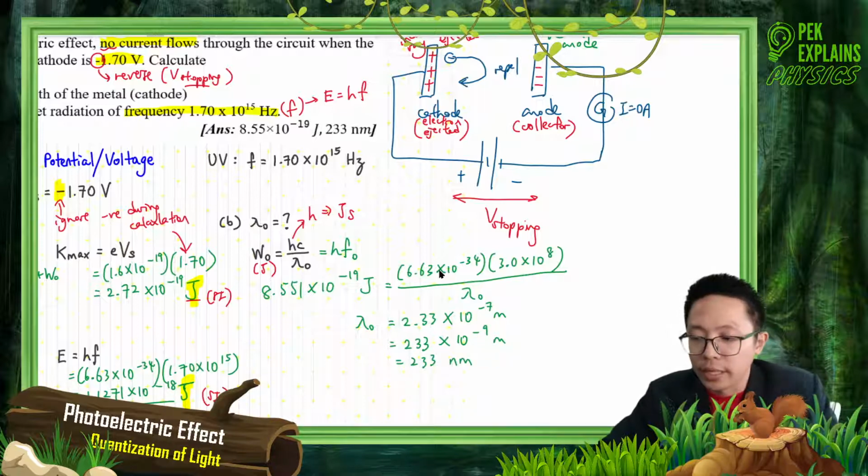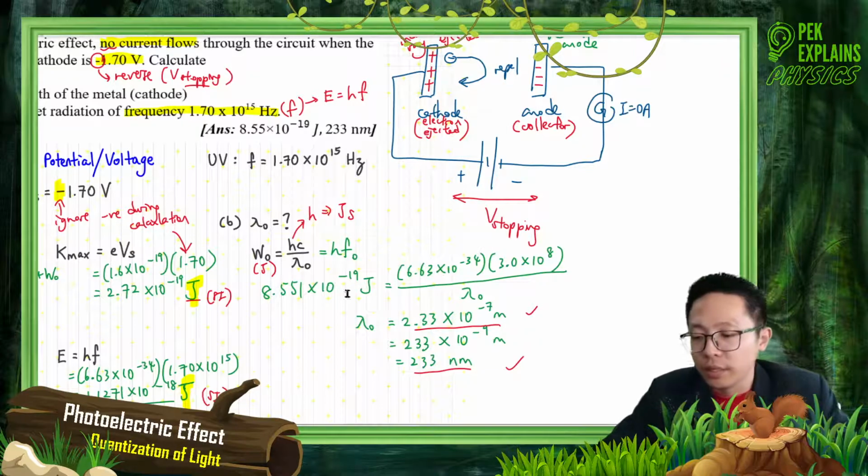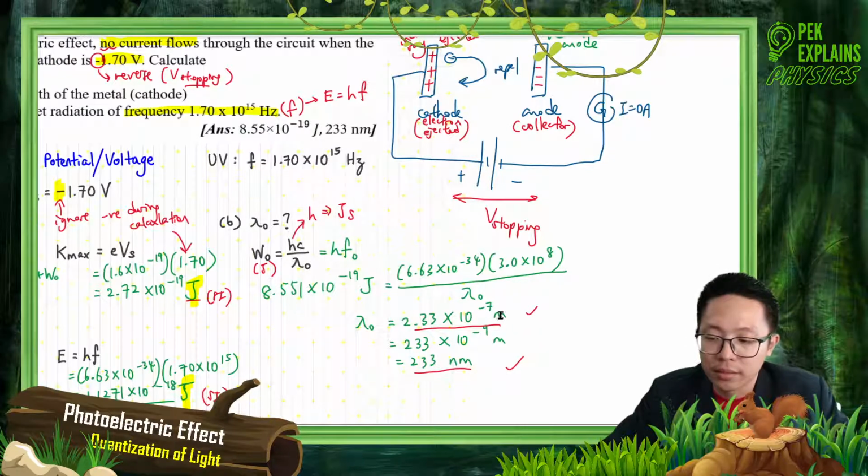You can either give it in SI unit meter or in nanometer, both accepted. Normally we just give it in SI unit, meter. We don't bother about the nanometer. We just give the answer in meter. That's enough already. So that's the answer for my threshold wavelength. Okay, see you in the next video.